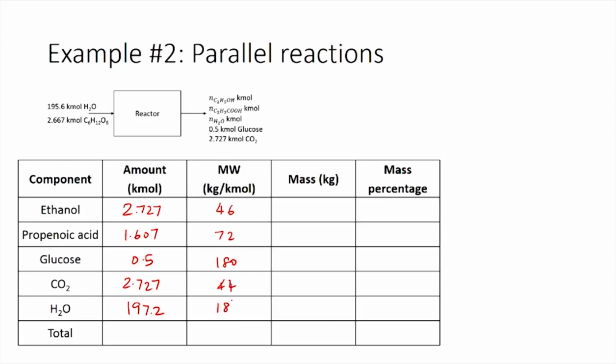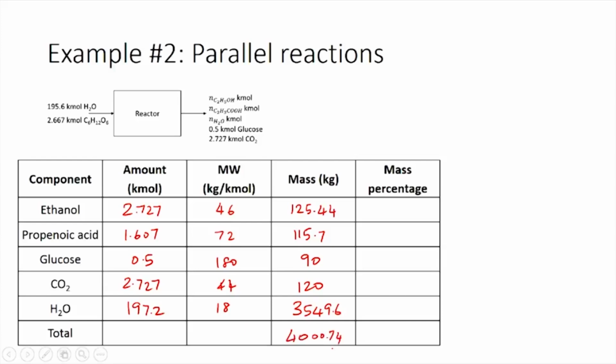Using the molecular weight, we can calculate the masses as the product of molecular weight and the number of moles to get the masses as 125.44 kilograms, 115.7 kilograms, 90 kilograms, 120 kilograms and 3549.6 kilograms. The summation here would come to 4000.74.